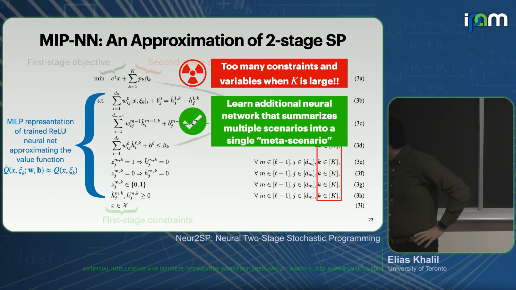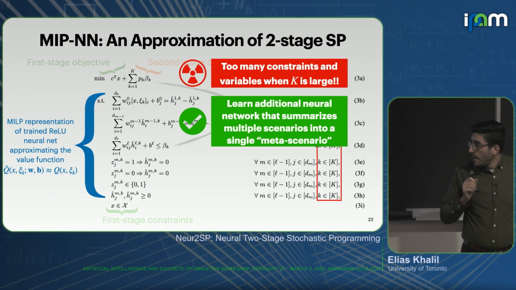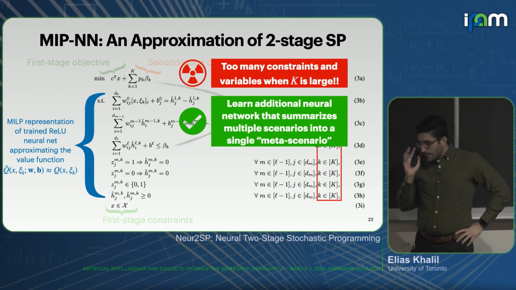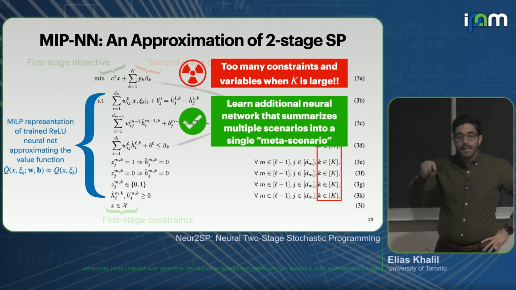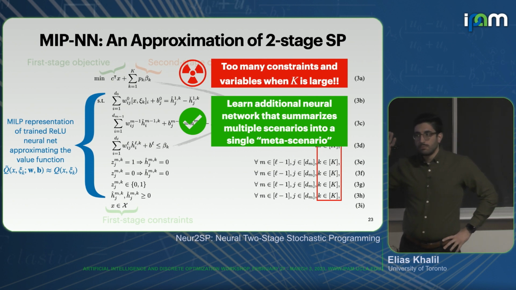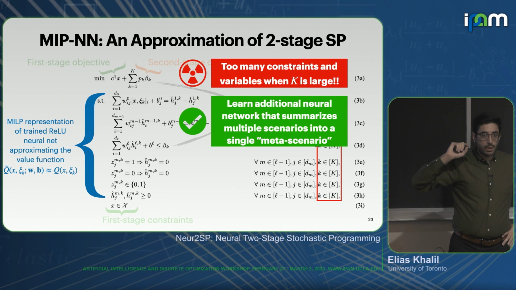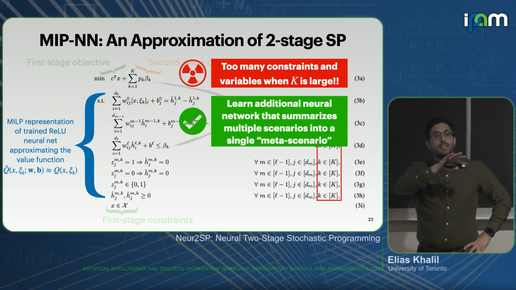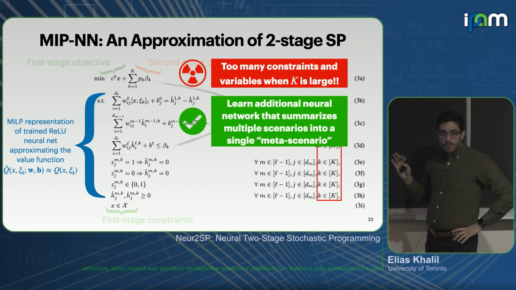So what we're going to do is get rid of this index set, okay? Instead of getting one prediction per scenario, we're going to learn an additional neural network that summarizes any set of k scenarios into one meta scenario. And then we're going to predict only for that one meta scenario. Okay? It's one scenario that summarizes all the other scenarios. So I'll tell you what that means. This is kind of the key neural network trick.